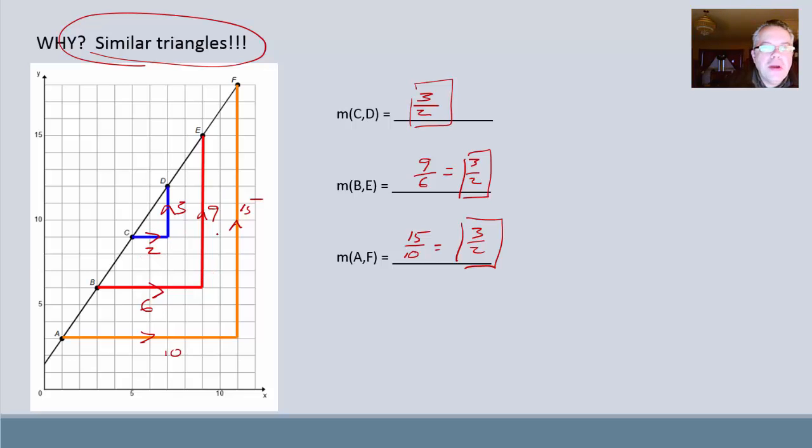So there's a geometric fact behind this property of slope and similar triangles. We'll learn more about that later, but you should know the reason why the slope doesn't change for a line.